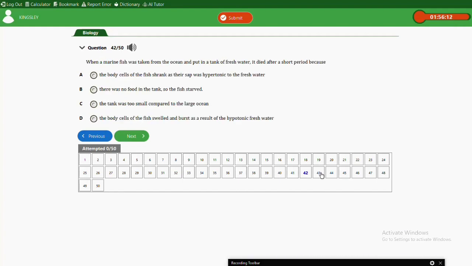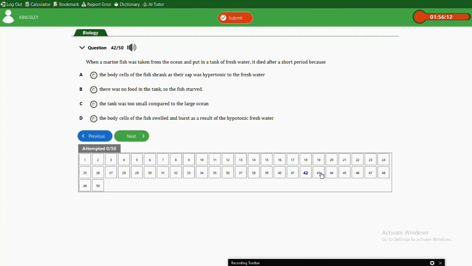So the next question is question 42. It says, when a marine fish was taken from the ocean and put in a tank of fresh water, it died after a short period because A. the body cells of the fish shrank as their sap was hypertonic to the fresh water, B. there was no food in the tank, so the fish starved. So C. the tank was too small compared to the large ocean, and D. the body cells of the fish swelled and burst as a result of hypotonic fresh water. So D is the correct option here.